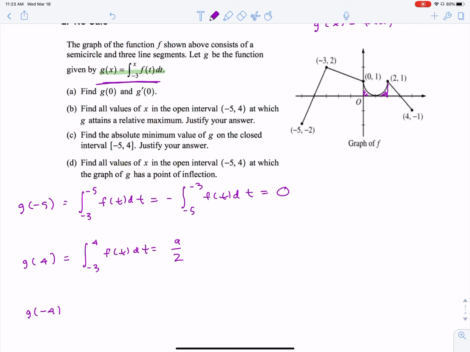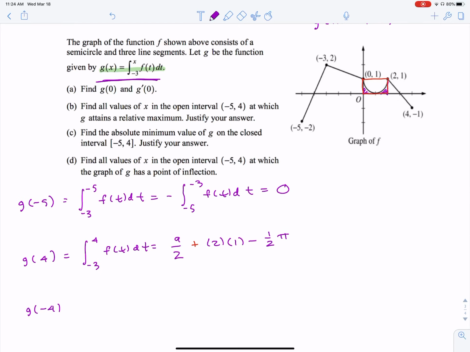Next, I'm going to find this part right here. I want you to notice that we did one like this the other day. What I'm going to do is something very similar. I'm going to find the area of this red rectangle right here, and I'm going to subtract the semicircle, which is all air, and that will give me the purple stuff. So I'm going to add to my 9/2 the area that I just indicated. It is the rectangle, which is a base of 2, a height of 1, minus the area of the semicircle, which is 1/2 pi r squared. R is 1, so 1 squared.